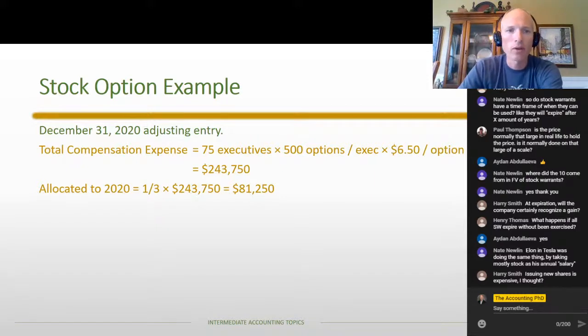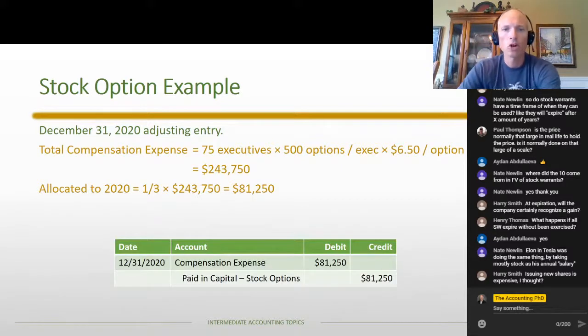And so the amount that we allocate is $81,250. The journal entry then is we record the compensation expense of $81,250. The other part of that transaction is this account called paid in capital dash stock options, $81,250.